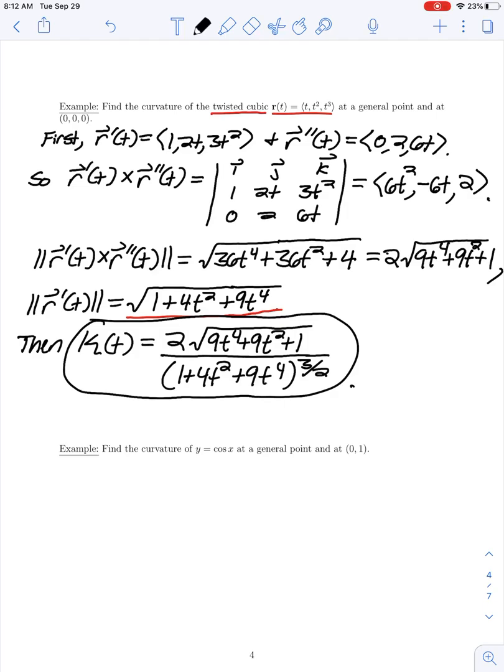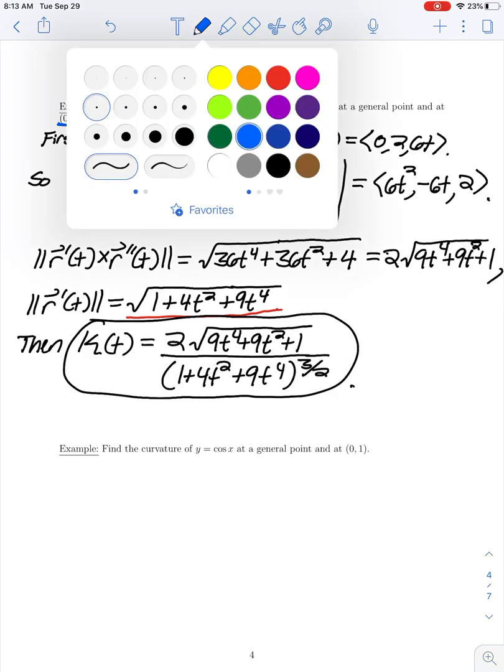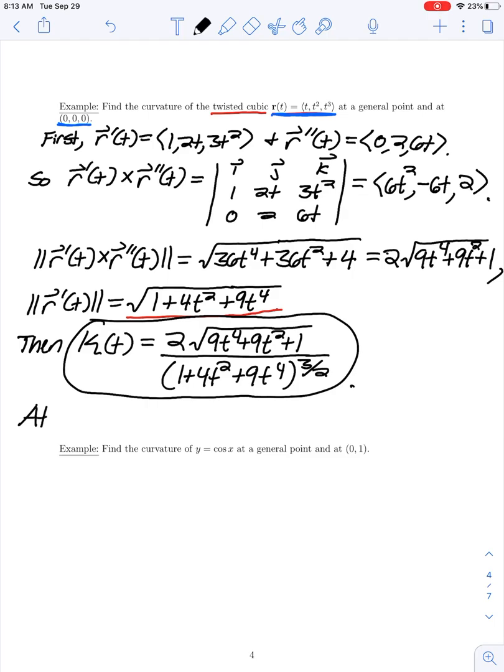And then we also wanted the curvature at the origin, 0, 0, 0. Now, for this twisted cubic, the origin, 0, 0, 0, corresponds to a value of t equals 0. In order to get the vector 0, 0, 0, I see that t would have to be 0. So let me say the following. At the origin, I know that t has to be 0, and so the curvature at the origin would be found by taking the expression that we just found for curvature and substituting in t equals 0, which leaves me with 2 over 1, or simply 2.